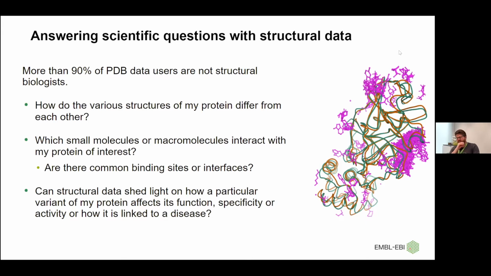So these are things like understanding which structures of a protein form different conformations and how these differ, which small molecules interact with the protein, which macromolecules interact, and where those common binding sites and interfaces are. But also related to variants and diseases, how we can highlight where those variants are and where they coincide with interaction interfaces, highlighting where they could cause problems with how the protein functions.